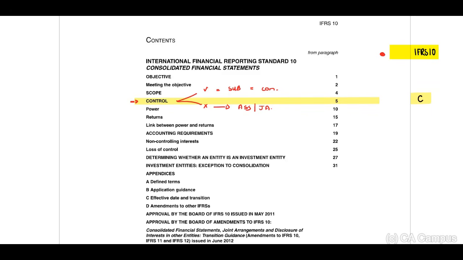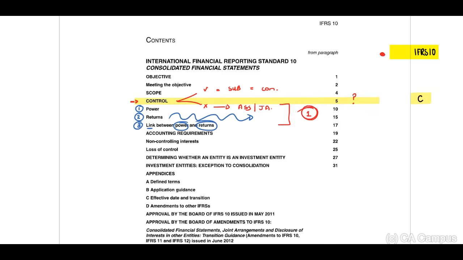Okay, now when will control exist? When, number one, there is power. This power should give the investor exposure to a return. Any type of return, guys, a variable return, dividends, losses. And we need to be able to link the power and the return. Remember, the power should give the investor the right to a return. Remember, we want to be able to identify if this entity is now one.